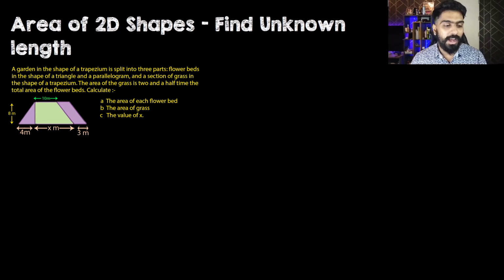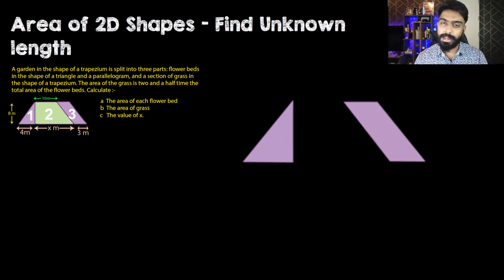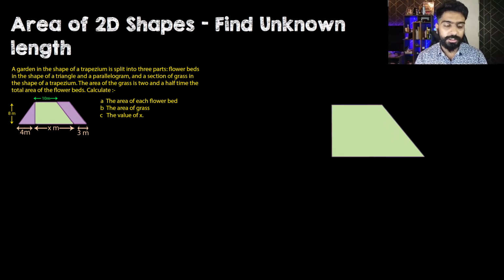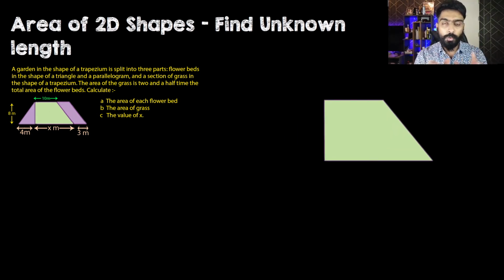Alright guys, so let's understand what we have from the question. We know that a garden in the shape of a trapezium is split into three parts. We have flower beds in the shape of a triangle and a parallelogram, and a section of grass is in the shape of a trapezium also, which is right here.